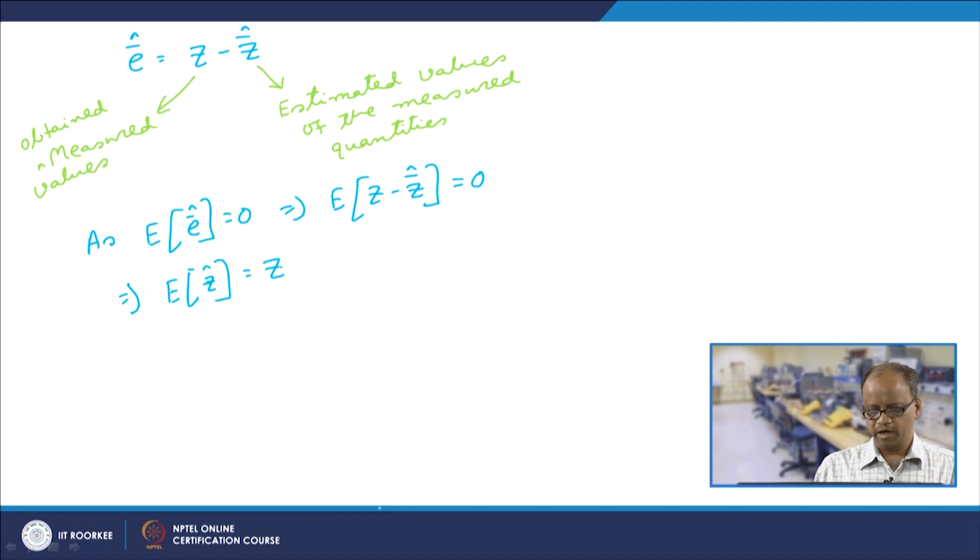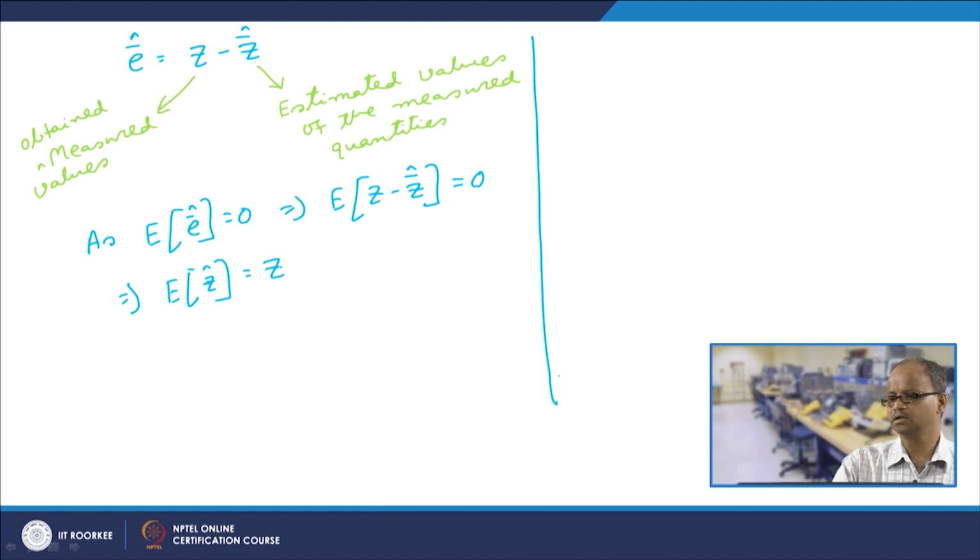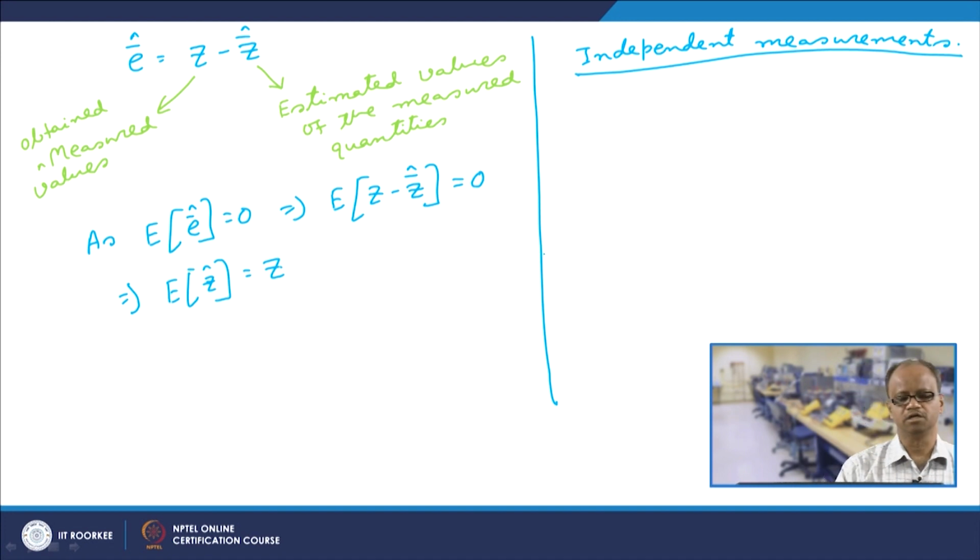Now, let us look at the case of independent measurements. What is meant by independent measurements? This is an important issue. We say that two meters are independent of each other.